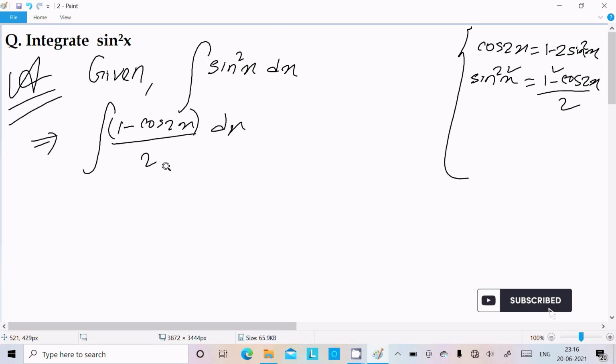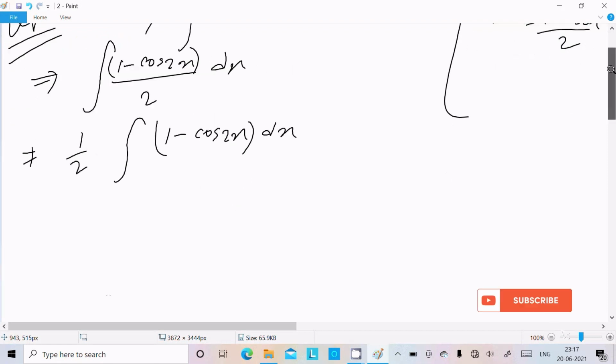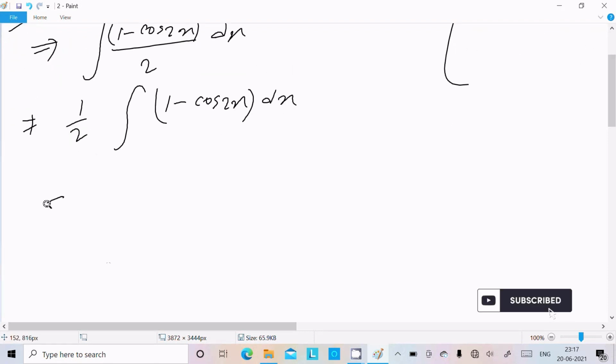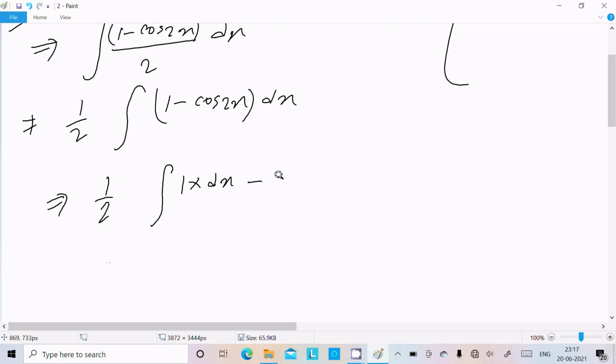The next is here 1 by 2, 2 is the constant. We can write on the first here integration symbol 1 minus cos 2x dx. The next is here dx multiplied with all this. So 1 by 2 we can write thereafter here 1 into dx and minus cos 2x integration symbol dx. Now we can do integration so easily.